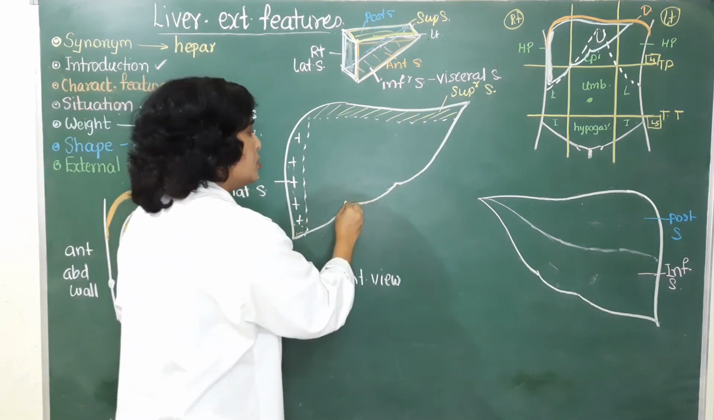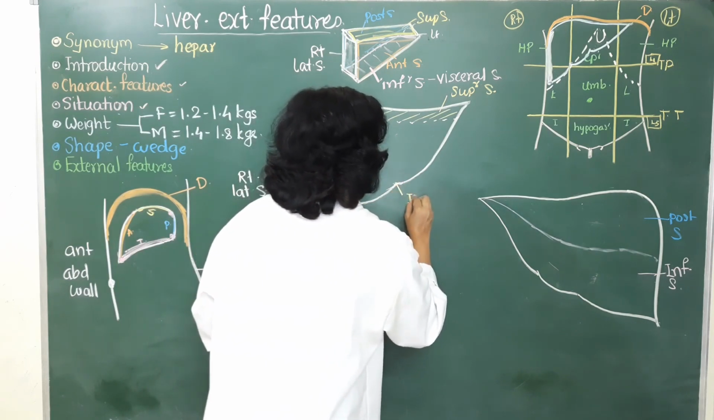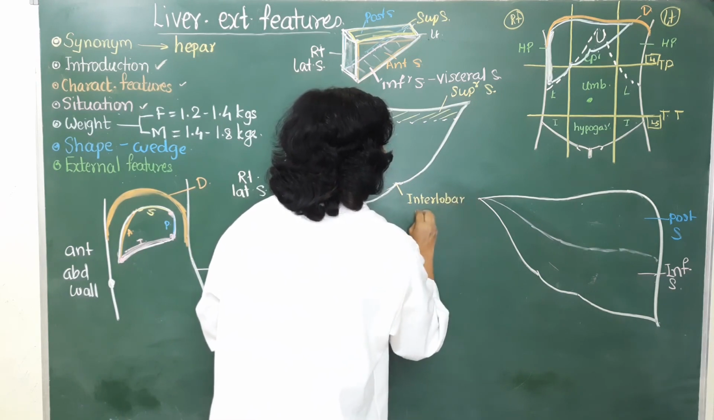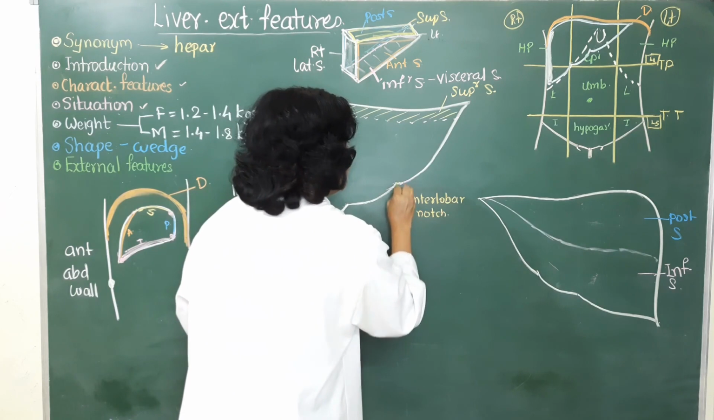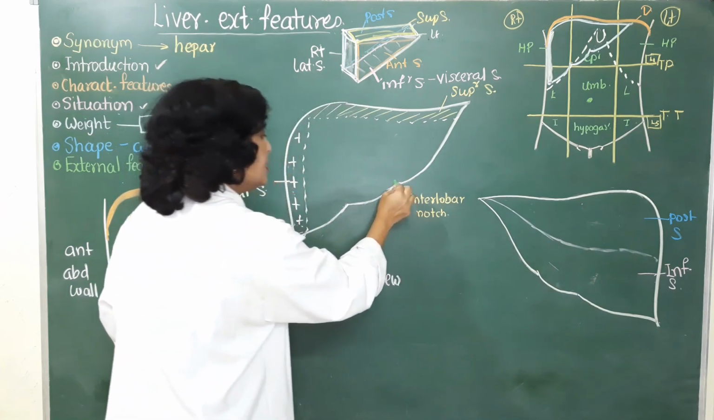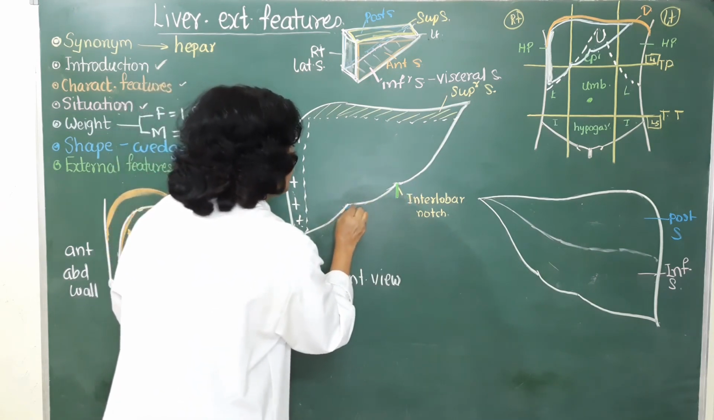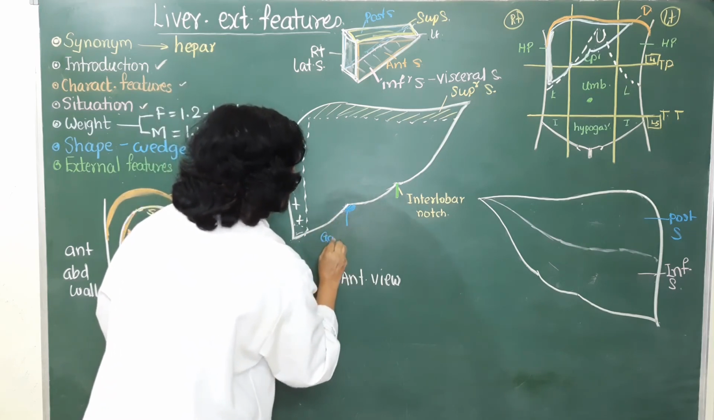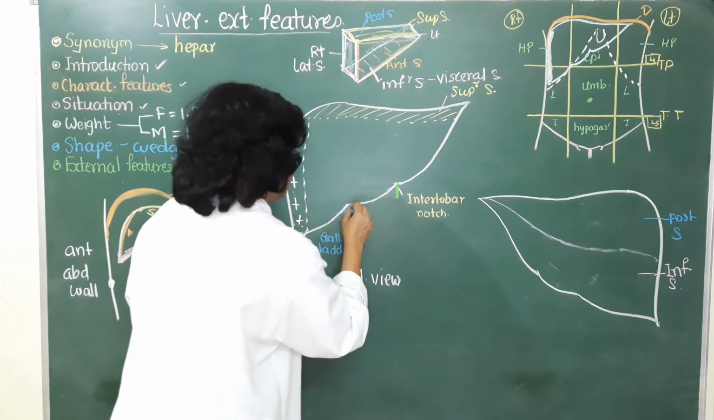This inferior border shows two notches. One notch is called the interlobar notch. This interlobar notch is situated on the right side of the midline. It gives attachment to the ligamentum teres, so it is also called the notch for the ligamentum teres. 5 cm to the right side of this notch, there is one more notch which is related to the fundus of the gallbladder. This is the fundus of the gallbladder. So this notch is called the cystic notch.